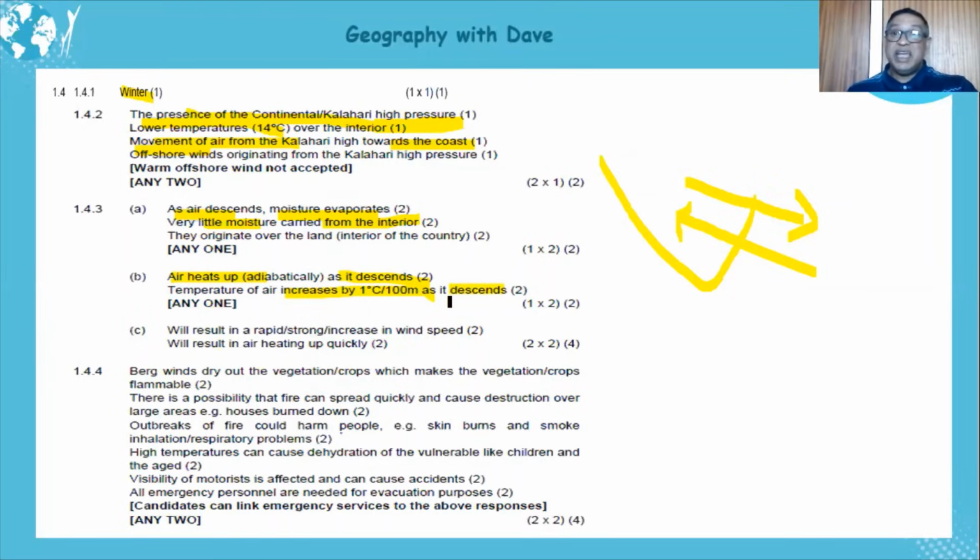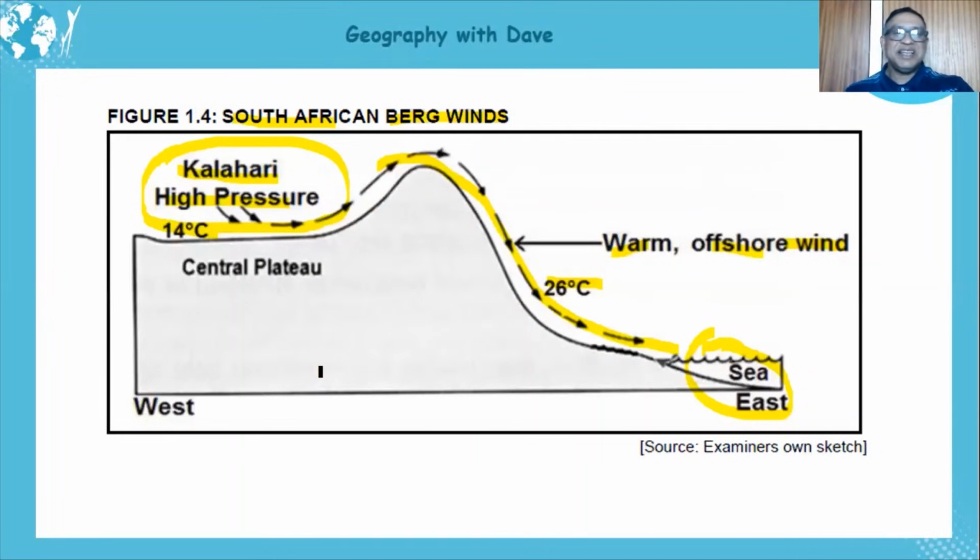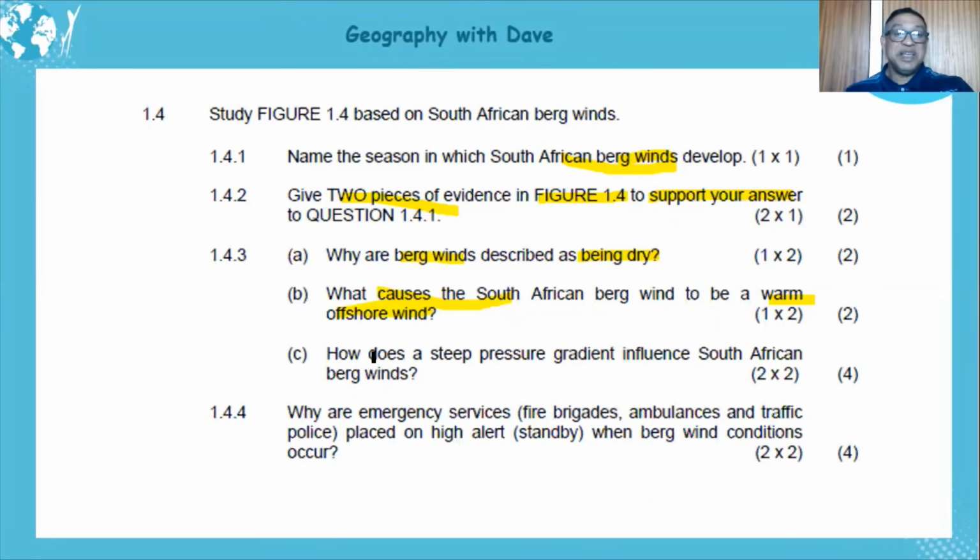Okay, that's a dry adiabatic lapse rate because it's dry air. But the main one, as it descends, it heats up adiabatically. Can you see that? All right, let's go to the questions.